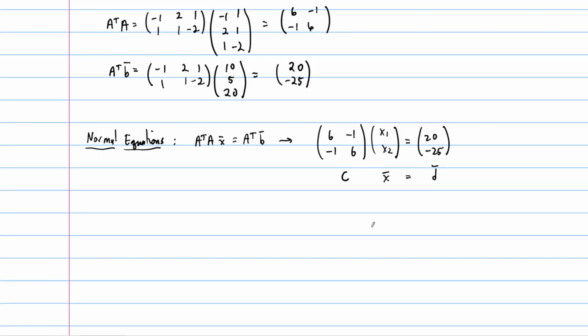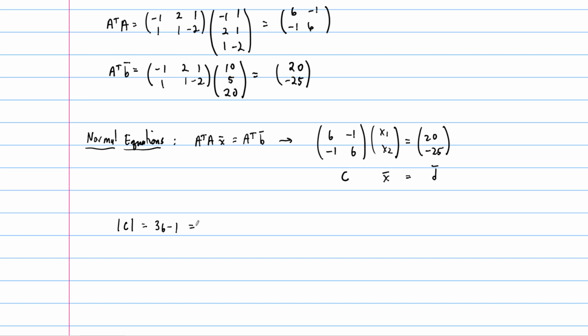So as we know, Cramer's rule involves taking the determinant of this matrix and then a couple of other matrices, right? So first of all, we need to know the determinant of C. That's going to be part of our answer, right? The determinant of C is just going to be 36 minus 1. So that's going to be 35, right?